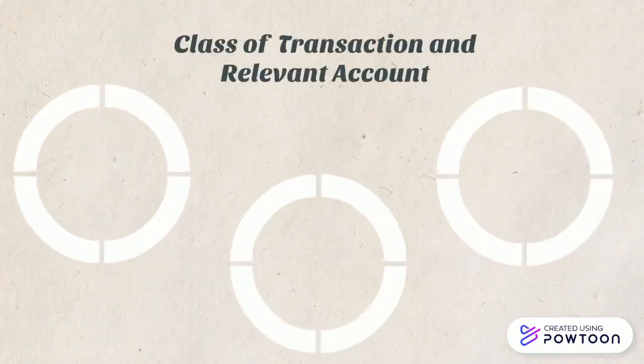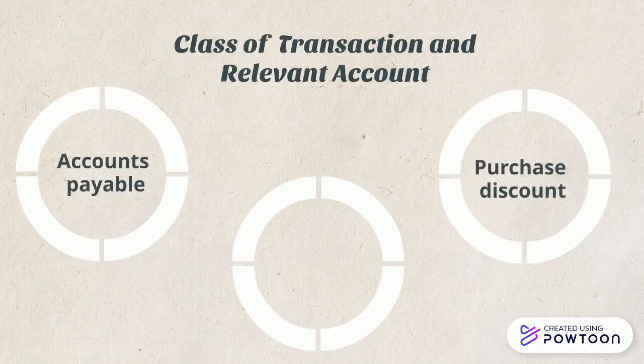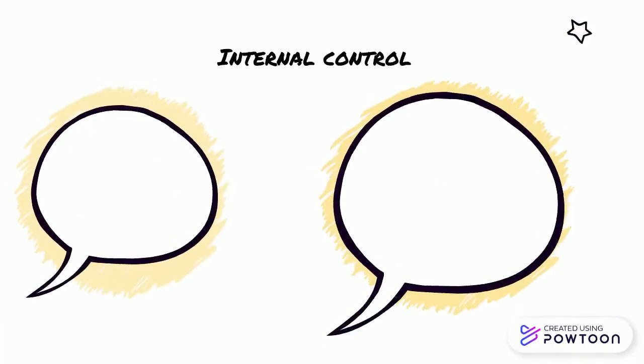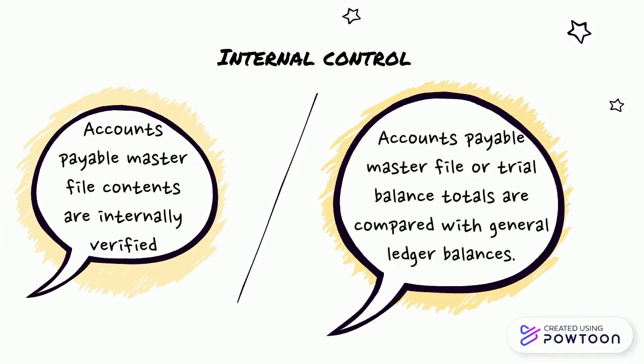Class of transaction and relevant accounts are divided into three. The first one is accounts payable, second is purchase discount, and lastly is cash in bank. So now I will explain about internal control. The first one is accounts payable master file contents are internally verified. The next one is accounts payable master file or trial balance totals are compared with general ledger balance.